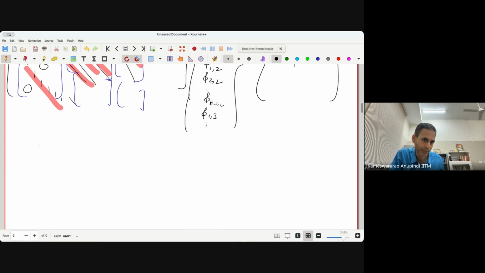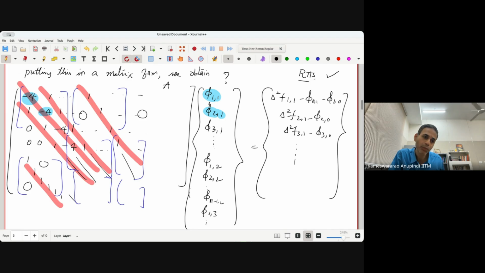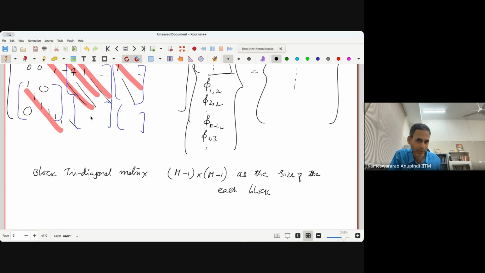So this is a block tridiagonal matrix with m-1 by m-1 as the size of each block. Okay, so size of each block is going to be m-1 by m-1. I have only shown 3, but this is actually going to be m-1 by m-1, because you have to include all the points along i as one vector. That is going to be one block. And so on. So that will be m-1 by m-1 as the size of each block.